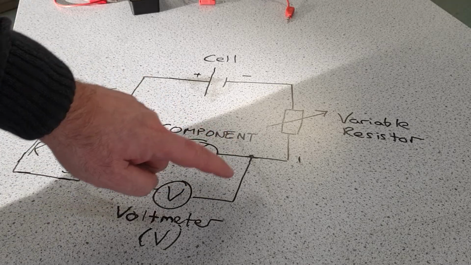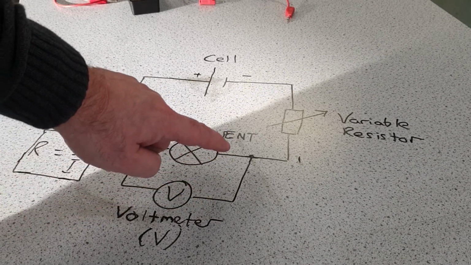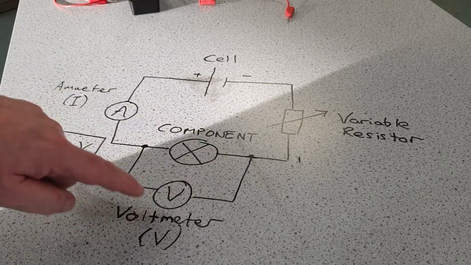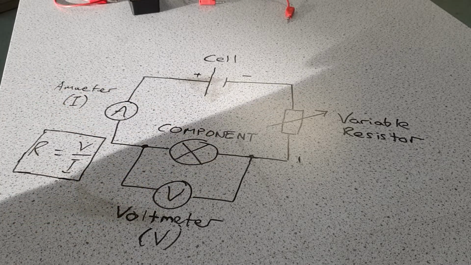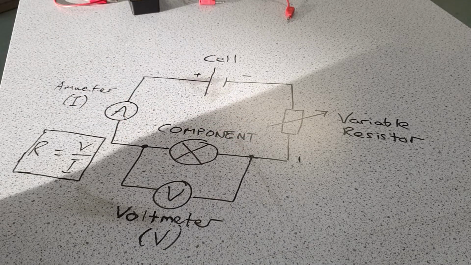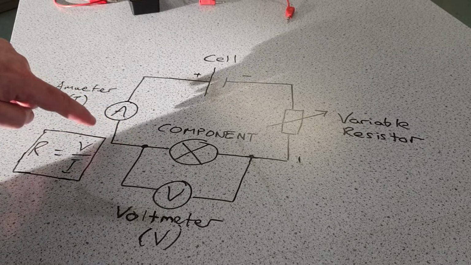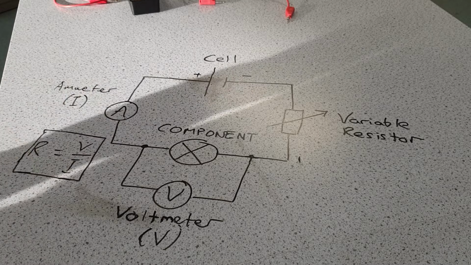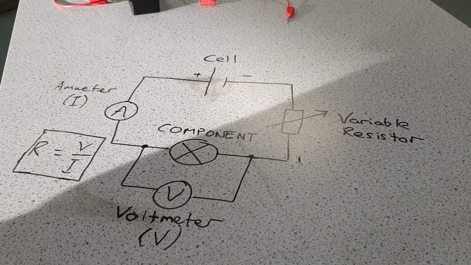Across the component, and the important thing is that it is across the component, not in series with it, it's in parallel with the component, is a voltmeter. And the voltmeter is measuring the potential difference from one side of the component to the other. In series with the component, we have an ammeter. And the ammeter, of course, measures the current going through the component.